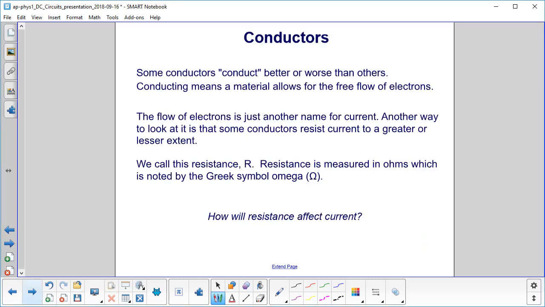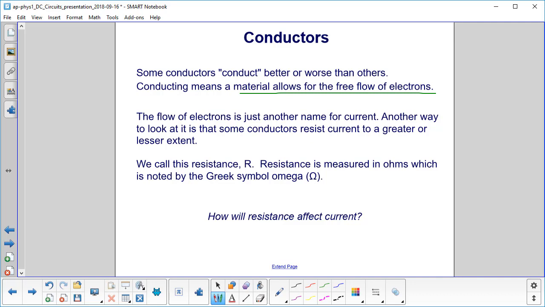Conductors. Some conductors conduct better or worse than others. And what does that mean? Well, conducting means material allows for the free flow of electrons to varying degrees. Some are more free than others.